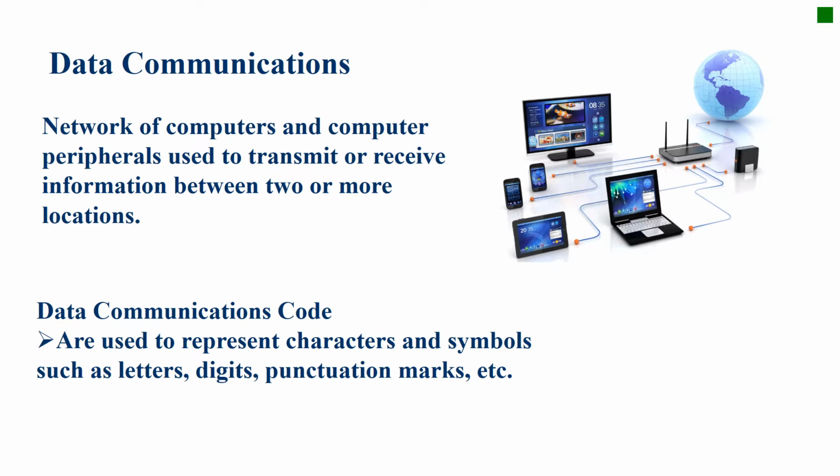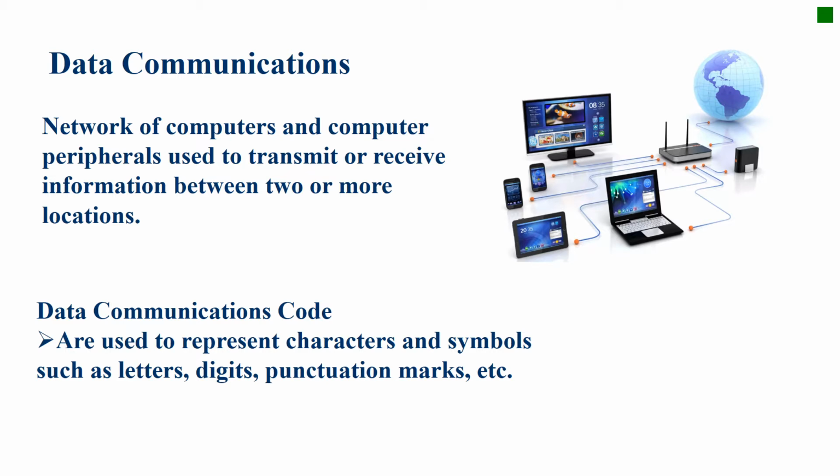On your right is an example of a data network or a data communication system. Okay? In a data communication system, the transmit and receive terminals consist of computer and computer peripherals. The transmit, the receive, and everything in between consist of computers and computer peripherals. Again, our data communication system is simply a connection of computers and computer peripherals used to transmit or receive information between two or more locations.